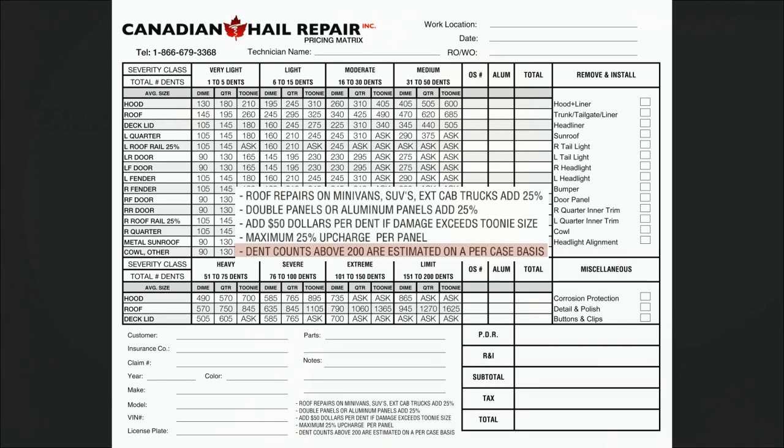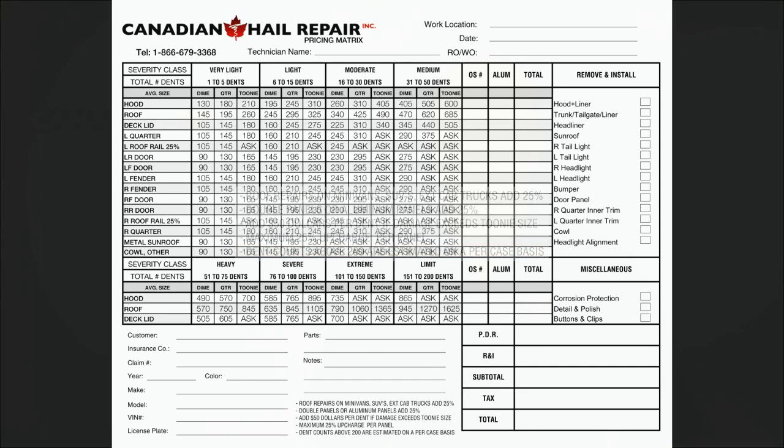Dent counts above 200 are estimated on a per-case basis. We are using this matrix as a guide, and it does have its limitations. When we have a panel with more than 200 dents on it, the damage may still be repairable, but needs to be estimated by a Canadian hail repair technician.